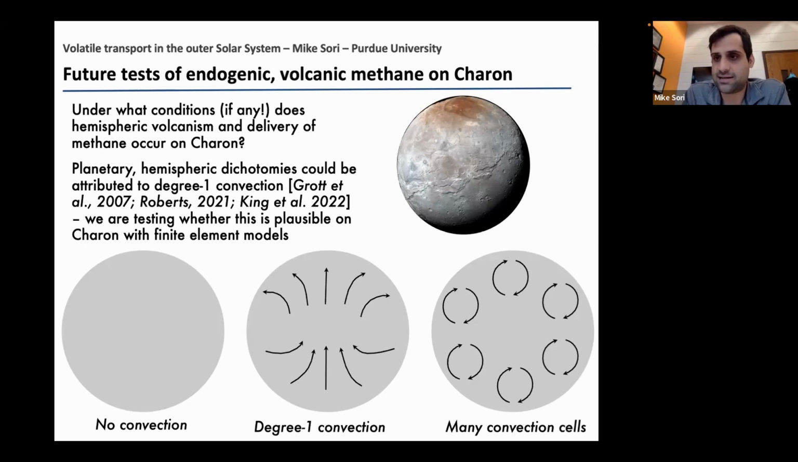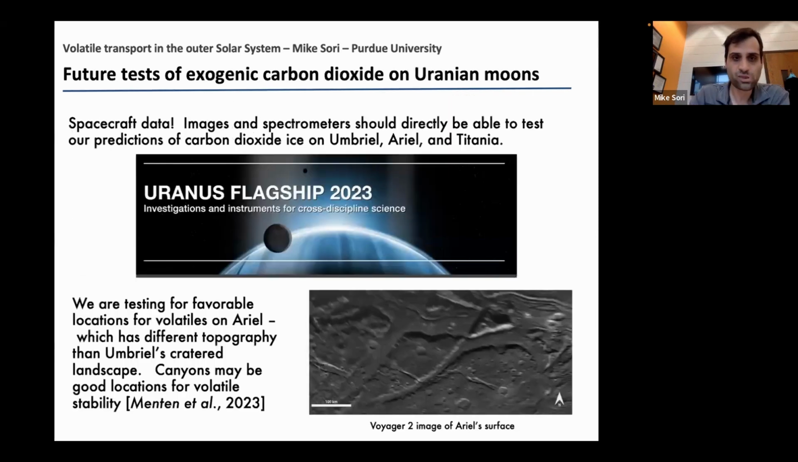So we're planning on testing that, seeing if there are any plausible thermal evolution scenarios of Charon that lead to degree 1 convection. There is some precedent for thinking this might be plausible on icy objects through some papers by Grott et al. and King et al. for Enceladus and Ceres. So there's at least hope, but we'll create a test of that.